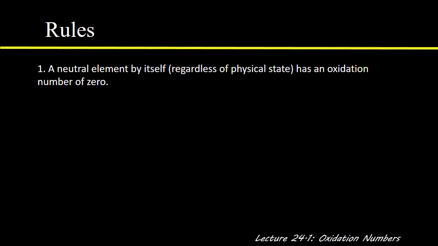All right, so let's take a look at how to determine oxidation numbers. All right, we've got 7 rules. A lot of them are really simple. This is a simple one. A neutral element by itself has an oxidation number of 0. Okay, so if we have sodium, then its oxidation number is just going to be 0. Okay, if we have iron, its oxidation number is 0.